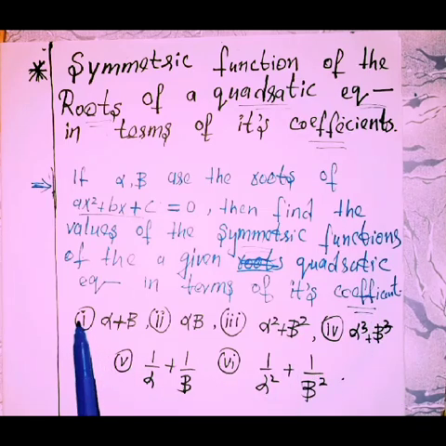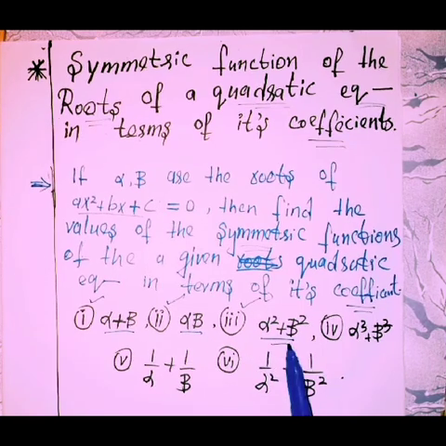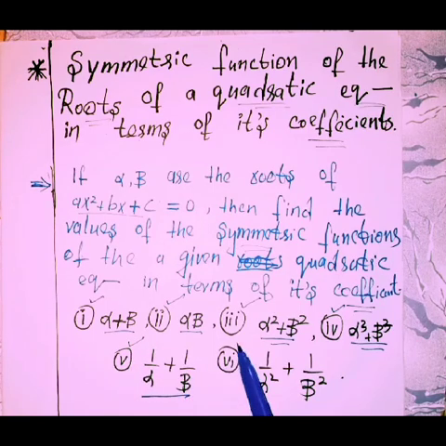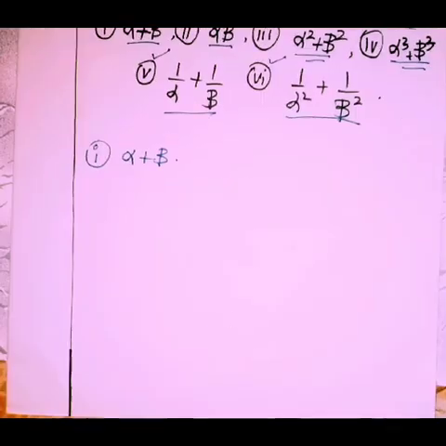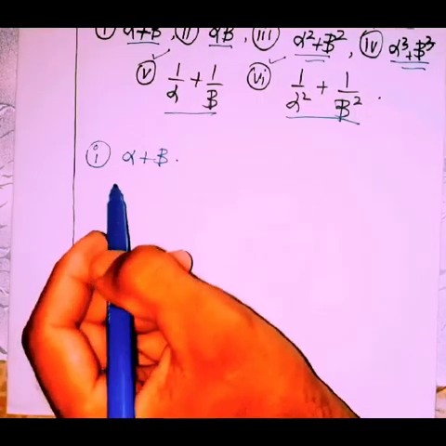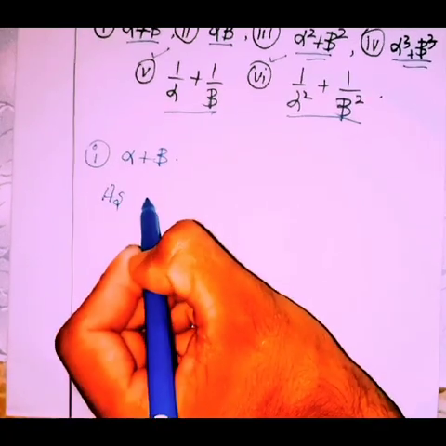Now here we are given some expressions, which are alpha plus beta, alpha into beta, alpha square plus beta square, alpha cube plus beta cube, 1 over alpha plus 1 over beta, 1 over alpha square plus 1 over beta square. Now let's first find out the value of alpha plus beta.